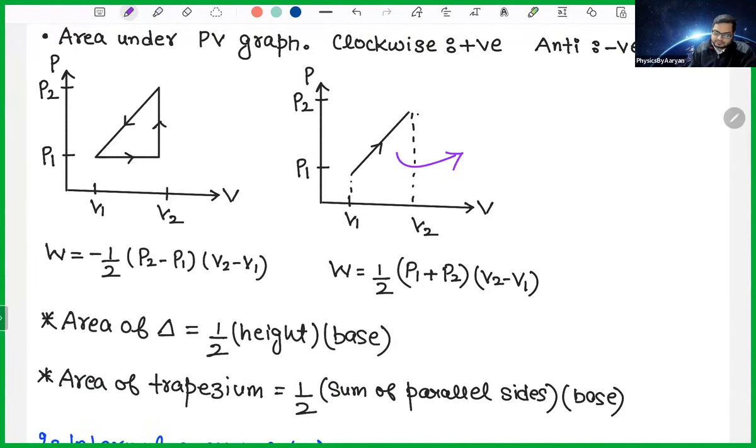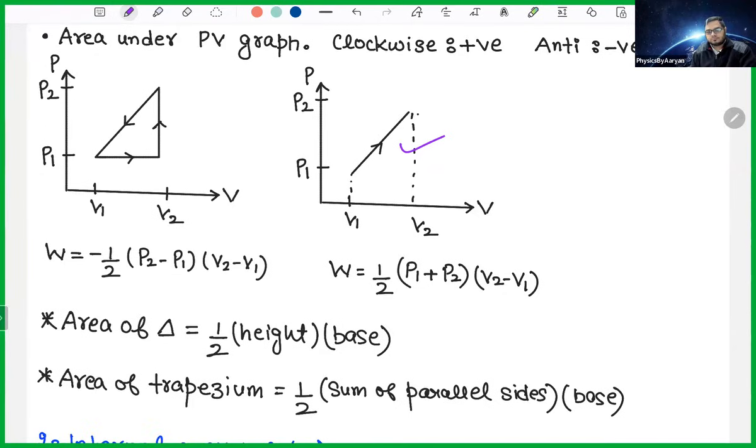One parallel side is P1 and the other parallel side is P2, because this length is P1 and this length is P2. So the sum of parallel sides is P1 plus P2, and the base is given by V2 minus V1. In this case, tell me, will the work done be positive or negative?